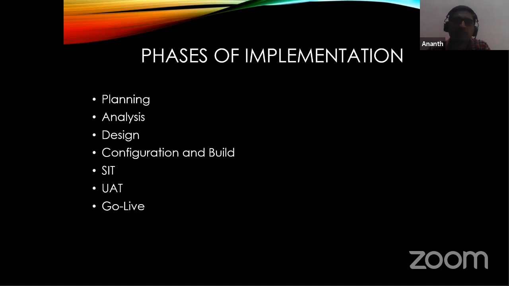So the design phase comes into the picture. Configuration and build: after the design phase, a lot of things are to be built, so the build phase comes into the picture. And you have system integration testing. System integration testing comes when your ERP system communicates with the outside world.